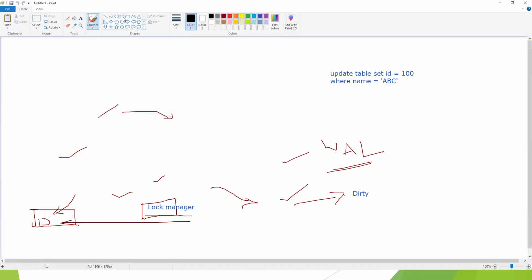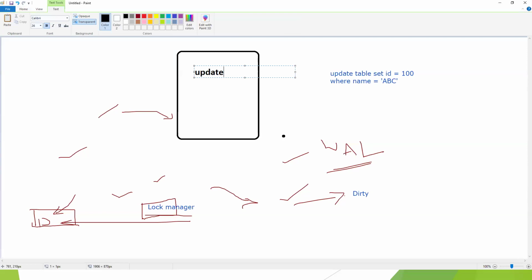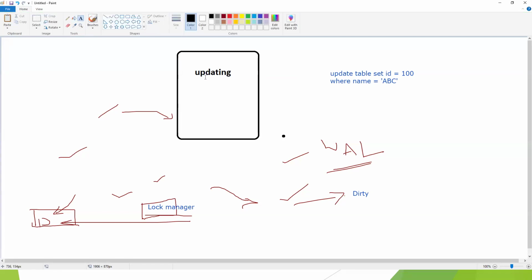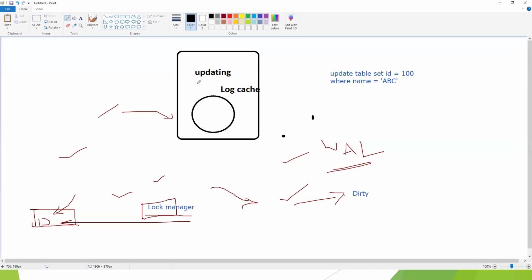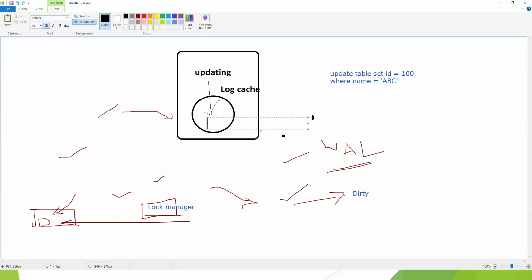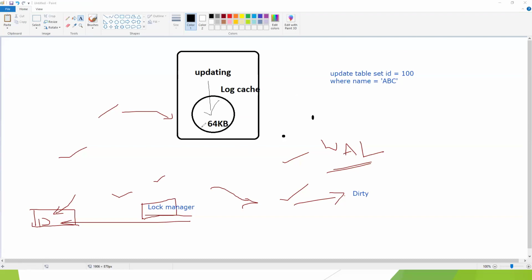Okay, let me explain here. Let's consider this is your memory where we process your update query. Say you are updating a transaction. As soon as you update a transaction, it generates a series of transaction logs. First, you have something called the log cache or log buffer in memory. It will write the transaction information into the log cache. The size varies, but it is around 64 KB of data. Under certain conditions, the logs will be flushed from the log cache to the transaction log file. This is your log file, the LDF file.